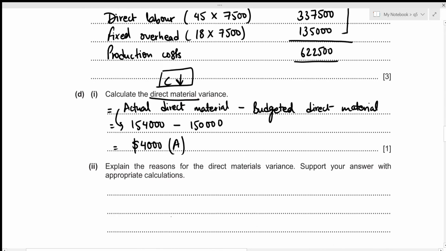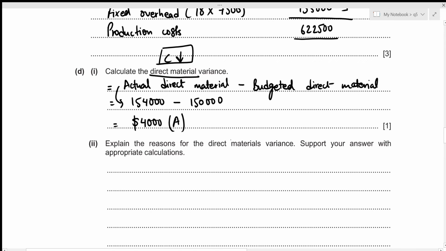Okay. Now for the second part, we need to explain the reasons for the direct materials variance. We need to support our answers with appropriate calculations. So we already figured out that the actual direct material costs were higher than the budgeted direct material cost. And the very first reason this could be the case would be that the price of direct materials has increased.